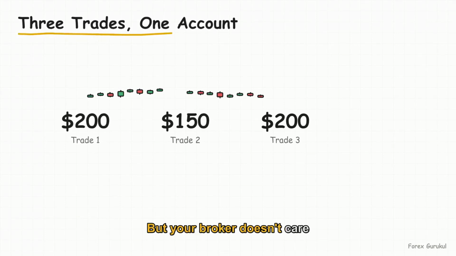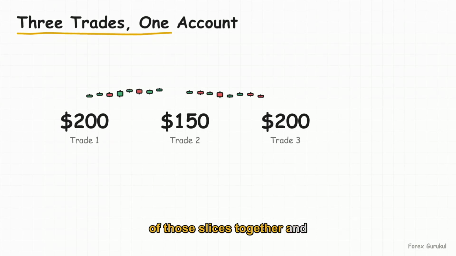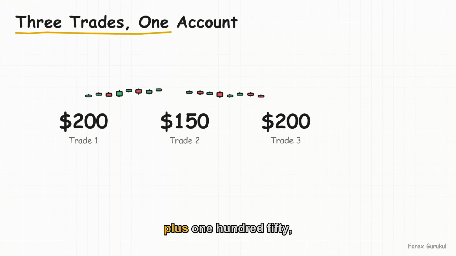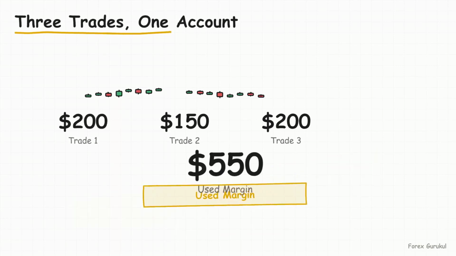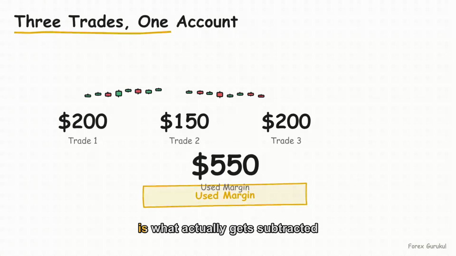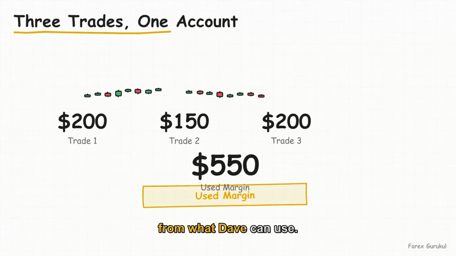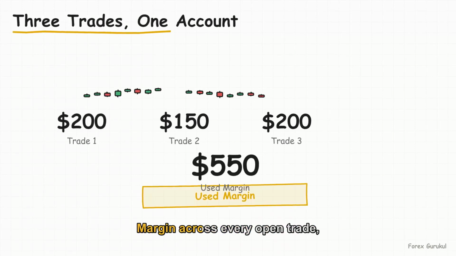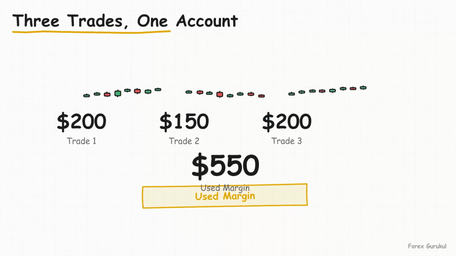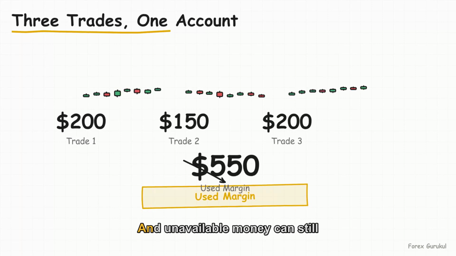But your broker doesn't care that they're separate. It adds every single one of those slices together and locks that whole combined amount away from you. 200 plus 150 plus 200. That total, $550, is what actually gets subtracted from what Dave can use. That combined number, the sum of every required margin across every open trade, is used margin. It's not a fee, it's not lost money, it's just unavailable for as long as those trades stay open. And unavailable money can still block a perfectly good trade.